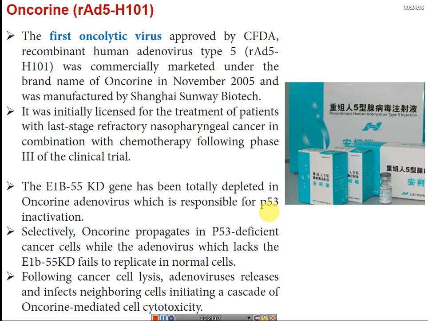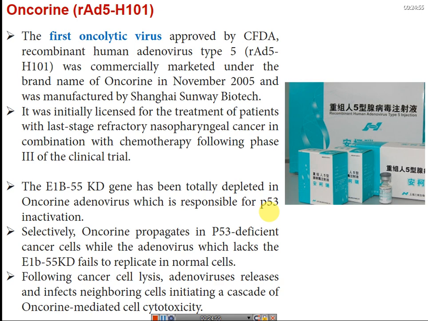Selectively, Oncorine propagates in p53-deficient cancer cells, while the adenovirus that lacks this gene, E1B55KD, fails to replicate in normal cells. This is also a very important feature of this drug. This recombinant virus must not replicate in normal cells, otherwise those would also be killed by the drug. Our purpose is to kill the cancer cells only. So these E1B55-deficient viruses will not inactivate p53, will only replicate in cancer cells, and will not replicate in normal cells. These three features make this oncolytic virus a very important drug.